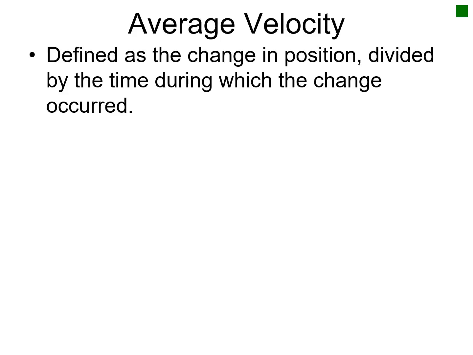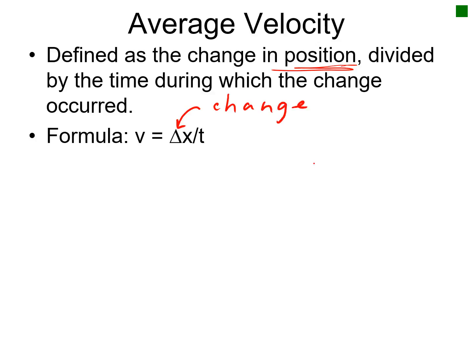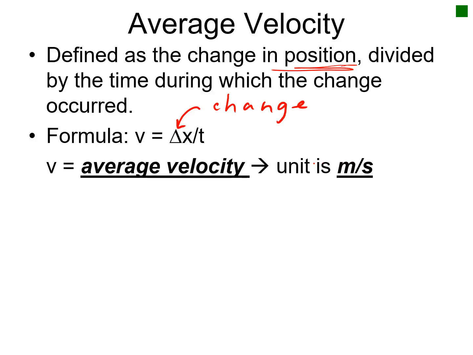All right, so let's talk about average velocity for just a second. Average velocity is defined as the change in position divided by the time during which the change occurred. So your equation is v for velocity equals the change. Remember that this triangle is really delta, which means the change in position or displacement divided by time. So v stands for average velocity. The typical unit is meters per second.